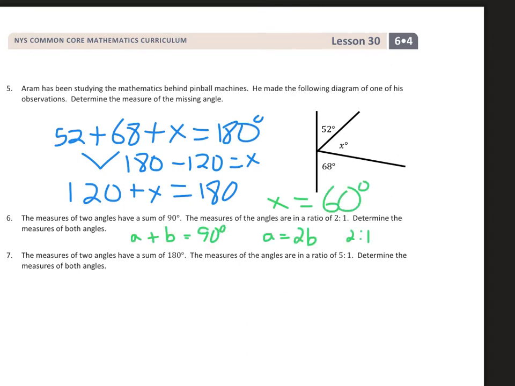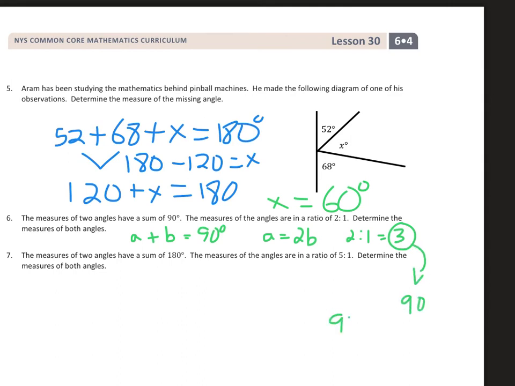Number 6 is a little more interesting. We've got that they equal 90, so some angle plus another angle equals 90 degrees. And then one of the angles, I'm choosing A and B, you could choose whatever, has to be 2 times B, and so it gives you the 2-to-1 ratio, which of course if you added A and B, you end up with 3 as your total, and we want that total to be 90, right?